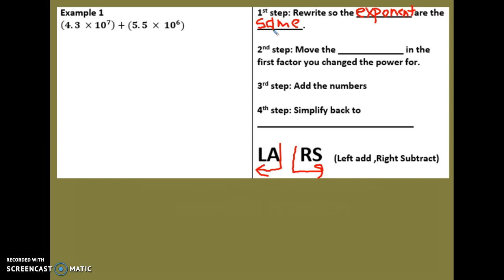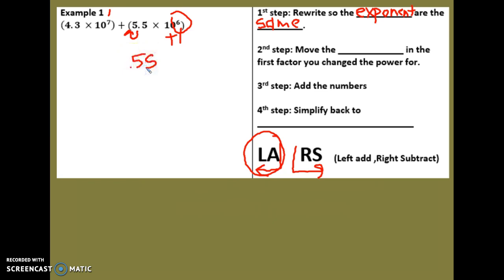So this one is the smaller of the two exponents. We're going to make that the same as 7. So in order to do that, we need to add 1. Now if we remember LARS, we added 1, so we also have to move our decimal one spot to the left. So it was 5 and 5 tenths. Now it's going to become 55 hundredths.